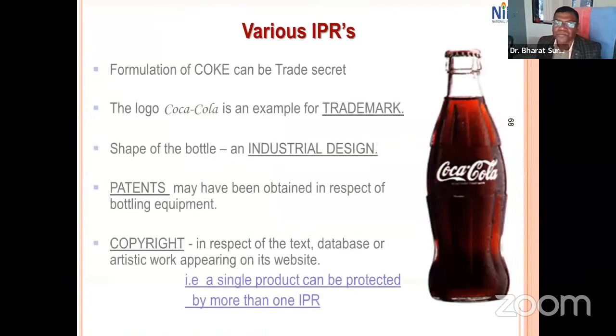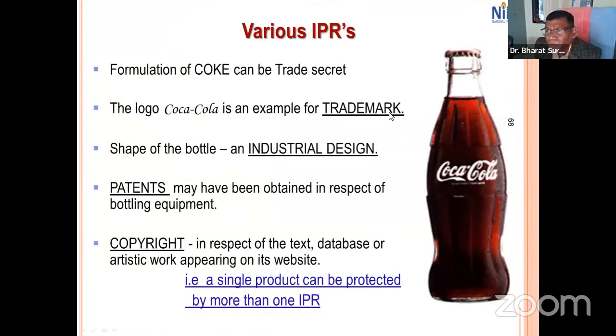As you can see, the formulation of Coke, we don't know what is the content of this. So that's a trade secret. The name Coca-Cola in this fashion, they got a trademark. No one can use this name. The shape of the bottle, small, big, then small again, is a design of that. No one can copy. The Coca-Cola bottle is different, the Mazza bottle is different, the Sprite bottle is different, even the beer bottle is different. Patents: the instrument or device from which I am making the bottle is a technology, and we can get a patent for that.